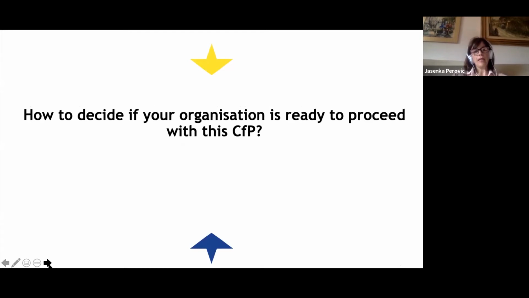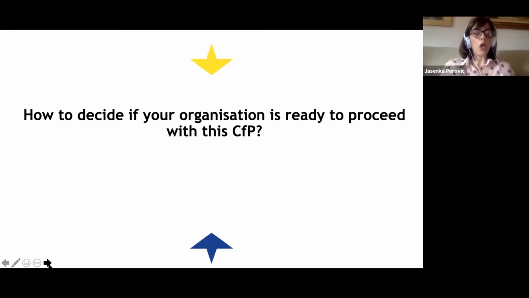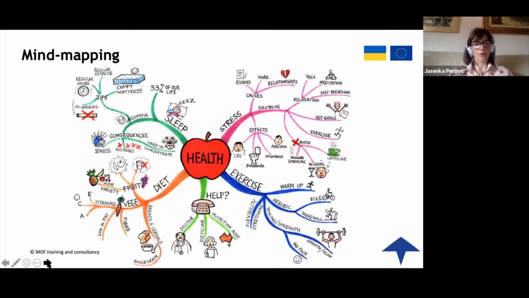Before we go into developing the content of the concept note, I would like to share some tips or ideas that could be of help to you: how you decide as an organization whether you really proceed with this call for proposal. Because at this stage it is quite inviting, the financial envelopes are quite high, but still there are some things you can self-assess, to decide whether you should really proceed or not.